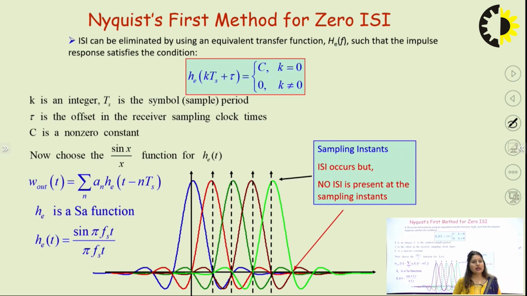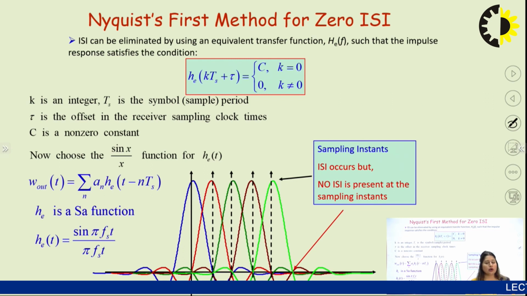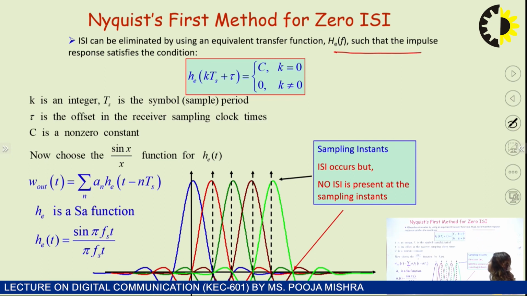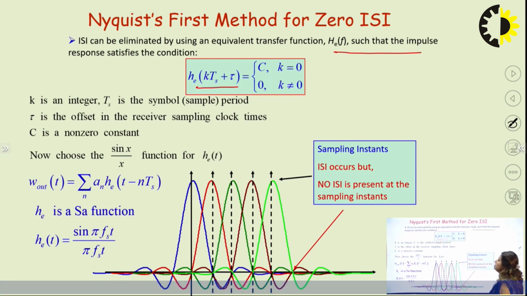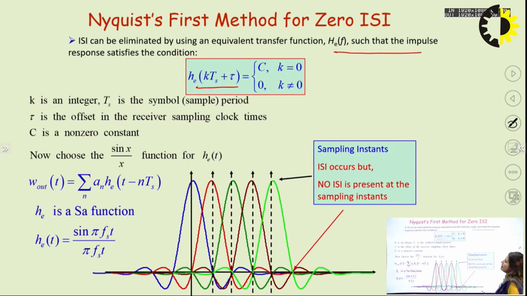There is a possibility of using a line code with a band limited condition, or we can use sinc pulses. So this method is Nyquist's first method for zero ISI, which is basically a sinc type of method. Here we are using the pulses in the form of a sinc shape so that they do not overlap at their sampling instant. They may overlap with each other, but not at their sampling instant. So ISI can be eliminated by using an equivalent transfer function, that is H_E(f), such that the impulse response satisfies this condition: h_E(kT_s plus tau) is equivalent to C for k equal to 0, and not equivalent to 0. For other values it is 0.